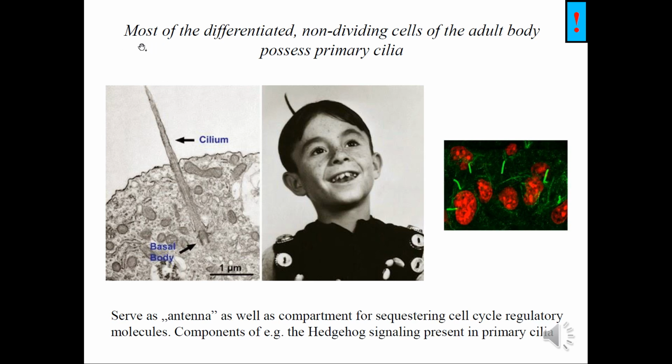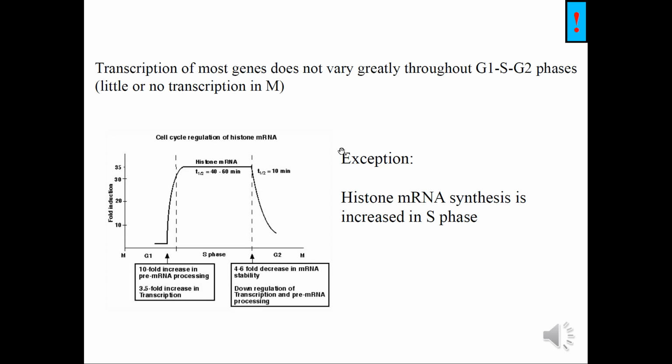you can read that most of the differentiated non-dividing cells of the adult body possess primary cilia. Why is that? Because most of these cells are non-dividing, so they don't need the centrosome complex, so they possess primary cilia. So now let's talk a bit about the S phase and some very obvious stuff about it.